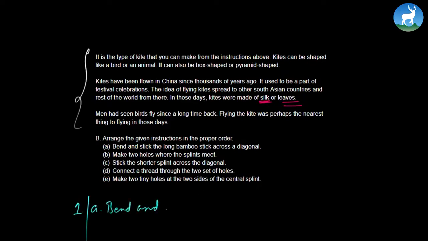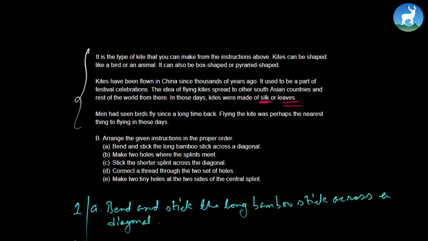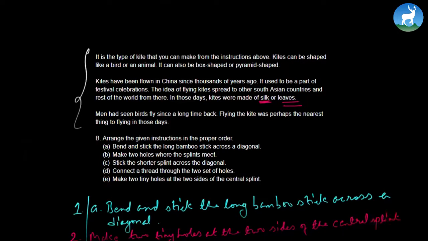Bend and stick the long bamboo stick across a diagonal. Okay, and number 2 would be, say this would be number 2. Make 2 tiny holes at the 2 sides of the central splint.